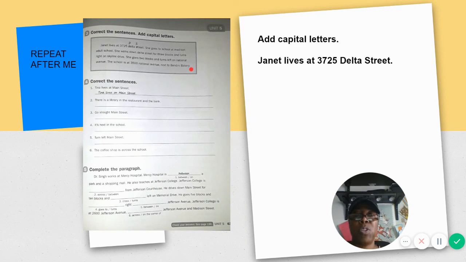So what you're supposed to do here is find the places that need to have a capital letter and change it, cross out the lowercase letter and change it to a capital letter. Okay? So we will do that in the next lesson.